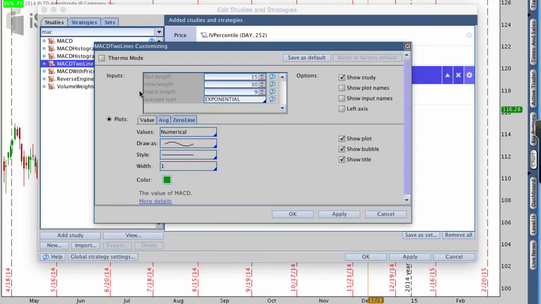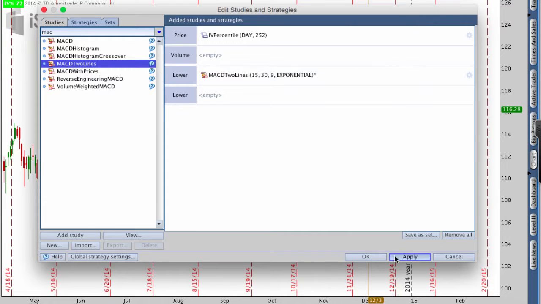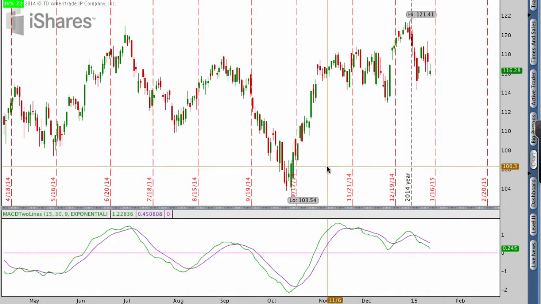Once we actually put those on our charts, all I do is hit apply and go here and hit apply. And you can see that now MACD is on the bottom side of our screen.